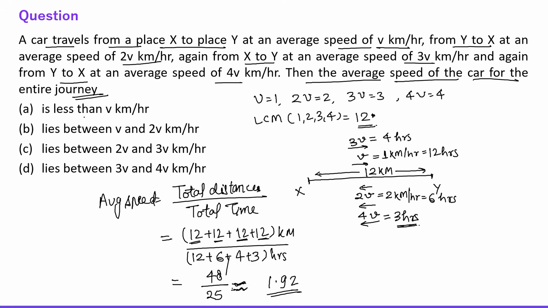The question is whether the average speed of the entire journey is less than V km per hour, between V and 2V, and so on. V, what we have assumed, is 1 km per hour, and 2V is 2 km per hour. So obviously the second option will be the correct one, lies between V km per hour and 2V km per hour, because it is 1.92. It is more than 1 and less than 2. So obviously it is lying between V and 2V kilometers per hour.